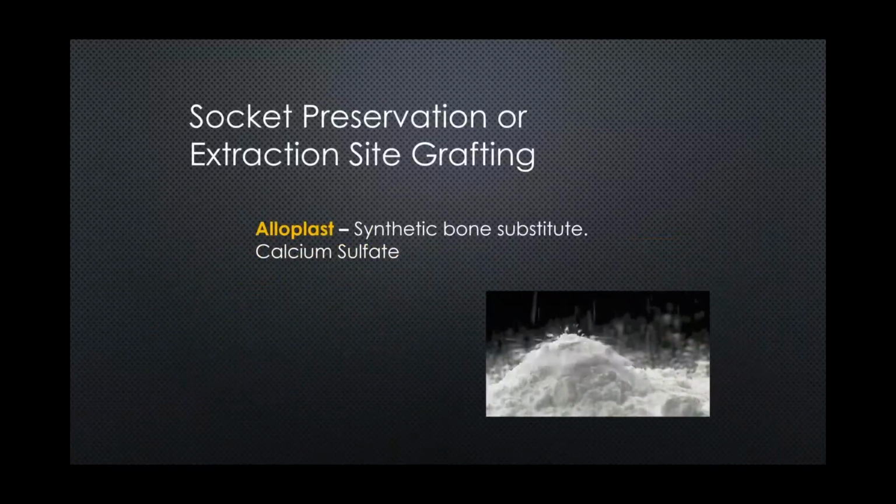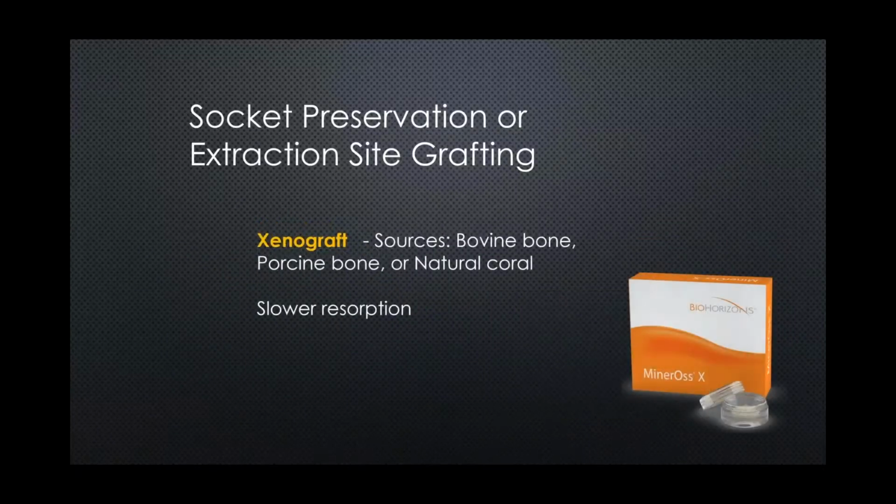Okay, other materials that we talked about was alloplast. This is a synthetic bone substitute like calcium sulfate. And lastly, the xenograft. We like the bovine bone component too. We'll probably use this most of the time when we're doing our sinus grafts. Out of all the materials that we just spoke about, it's probably the slowest resorbing, and I use it for that reason when I place my sinuses. I want to make sure that I maintain that space for a long period of time.